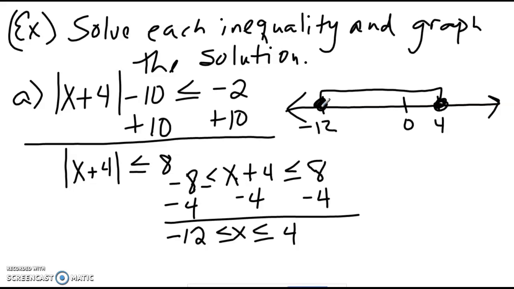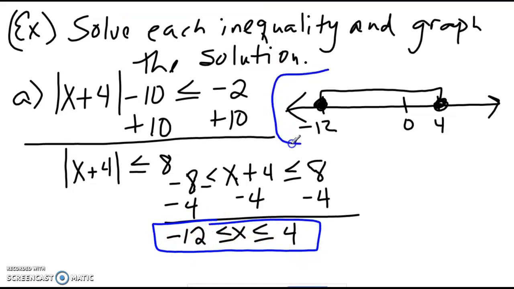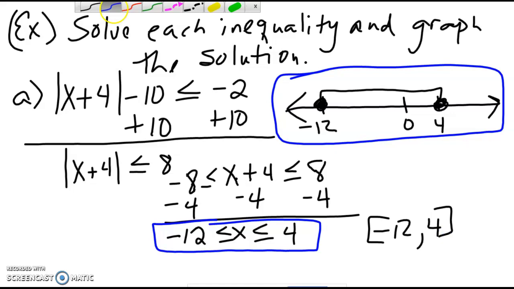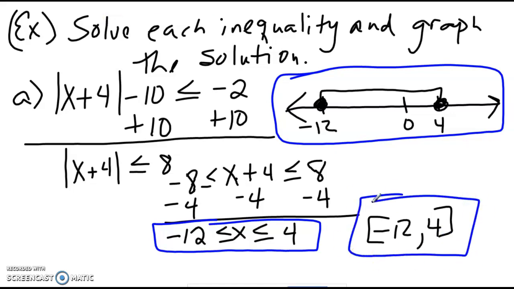And this would be our solution in terms of an inequality. This would be our solution in terms of a graph. And just for fun, what would we write it as in terms of interval notation? How would we write this? Bracket, negative 12, bracket. There we go. So we may write our solution that way as well.